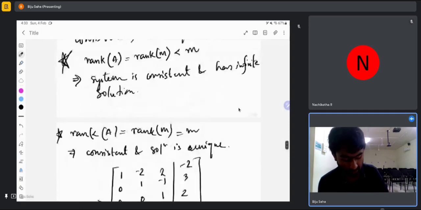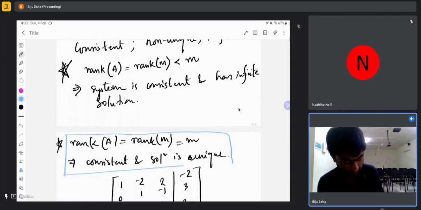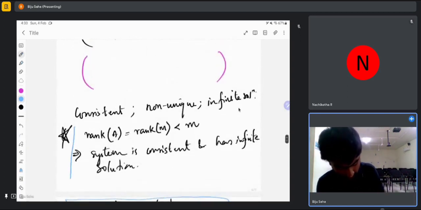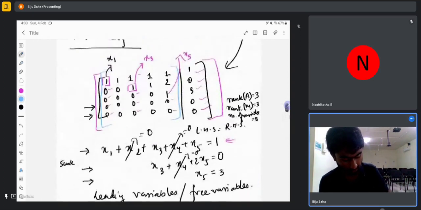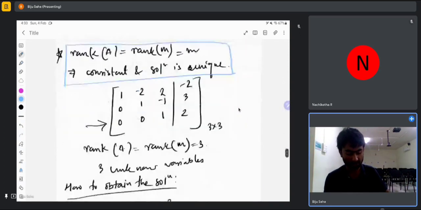These are the three important results from this, which will be very helpful in today's exercises and also helpful in solving the assignment problems.